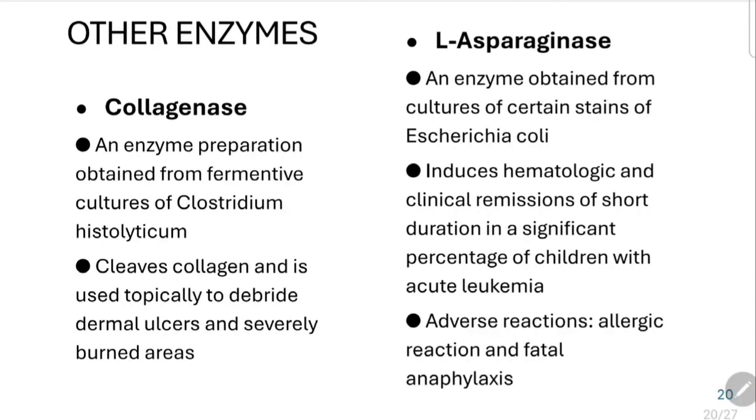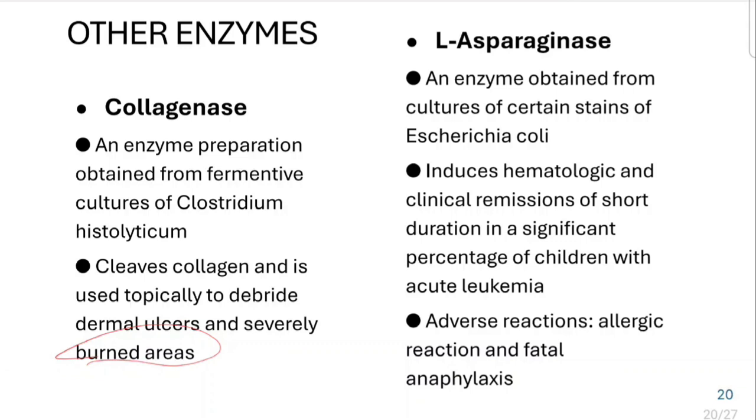Other enzymes usually found in the human body, we have collagenase, an enzyme preparation obtained from the fermentative culture of Clostridium histolyticum. This is a bacteria of the Clostridium species wherein they cleave collagen and is used topically to debride dermal ulcers and even severely burned areas. Usually these burned areas produce clotted collagen, making it hard to heal the wound. That's why we use collagenase in order for collagen to be degraded, so that the cells can renew.